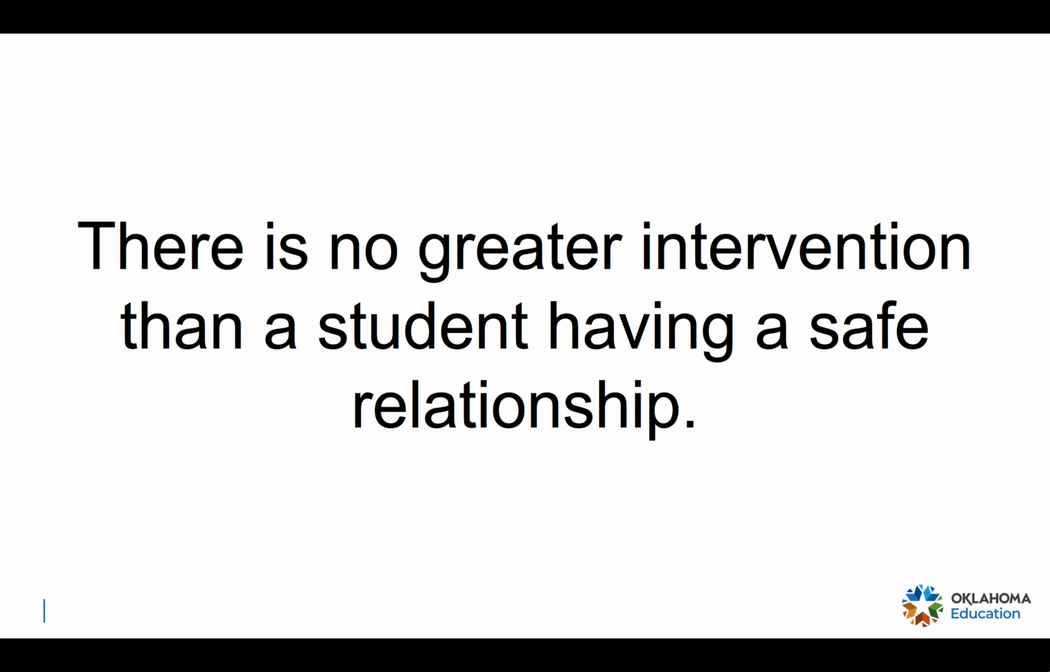We should always be doing our best to use practices that will allow our students to be as successful as possible. Building relationships and meeting the needs of kids is the core of what we do and is the core of what we should do every day. With that being said, there is no greater intervention than a student having a safe relationship.